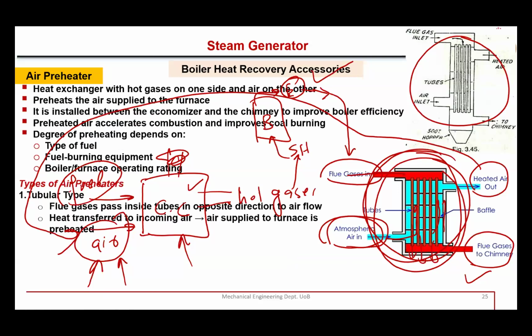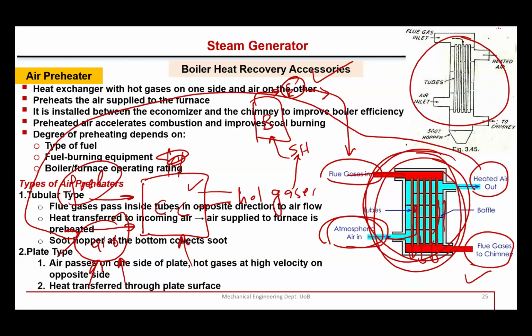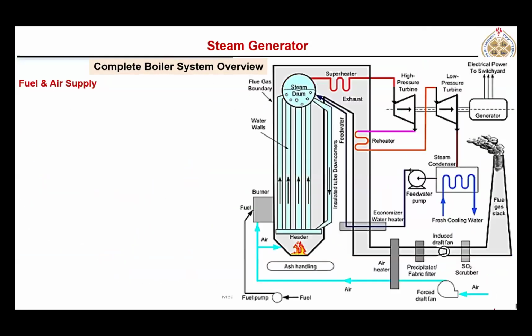So this is the air preheater. It's a simple theory you can easily understand. Here you see a complete picture of the power plant, and in that complete picture, we are discussing this boiler. So here you see, this is the boiler part, right?